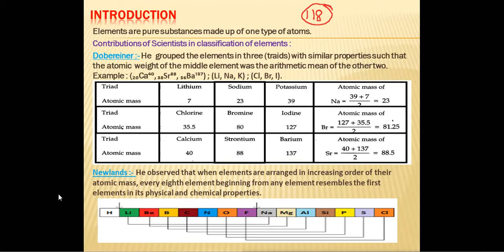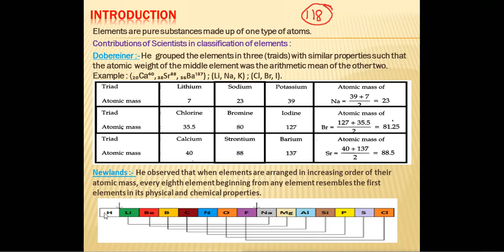For example, starting from hydrogen, let's count from here. 1, 2, 3, 4, 5, 6, 7, 8. Means the properties of hydrogen and fluorine will be the same. If we start from lithium, now we will count from here. 1, 2, 3, 4, 5, 6, 7, 8. The properties of lithium and sodium will be the same. The properties of beryllium and magnesium will be the same. The properties of boron and aluminium will be the same. The properties of carbon and silicon will be the same.